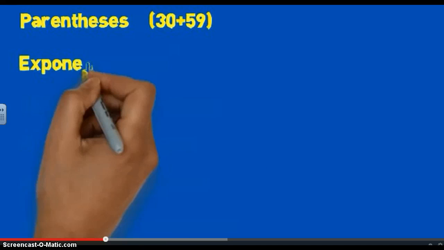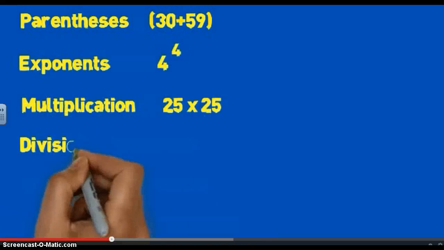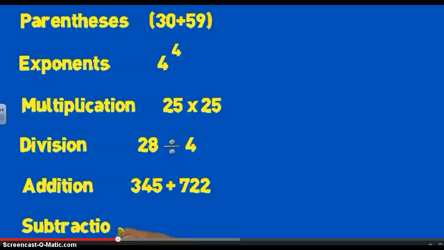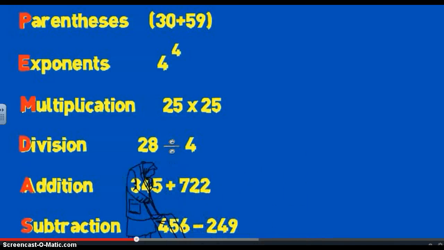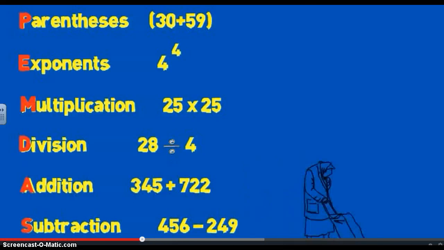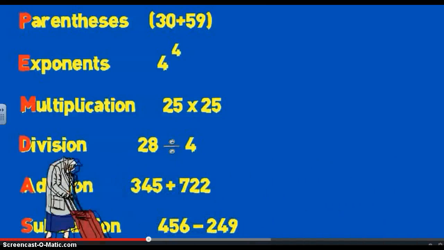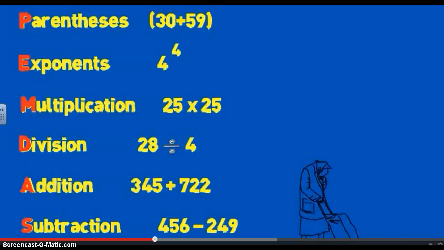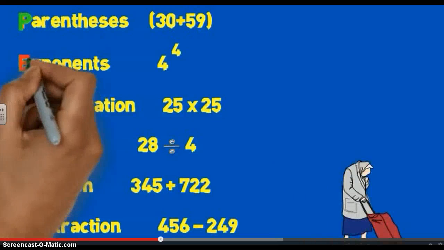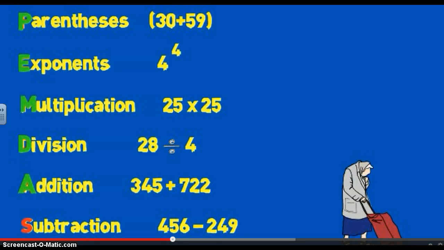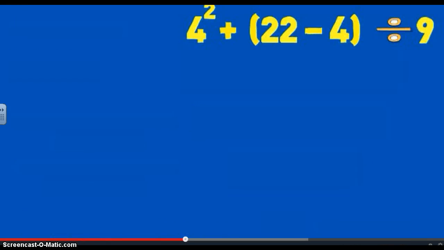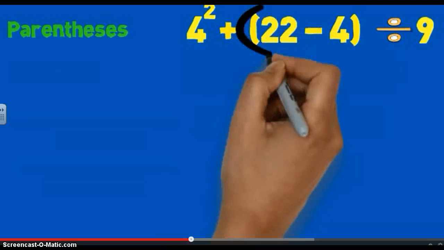Please excuse my dear Aunt Sally, sometimes she gets a little confused. Please excuse my dear Aunt Sally, a mnemonic device you should use. P for parentheses, E for exponents, M multiply, D divide. A for adding, S for subtracting. Use this order to help you decide.